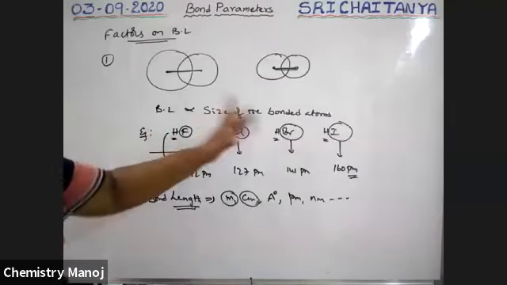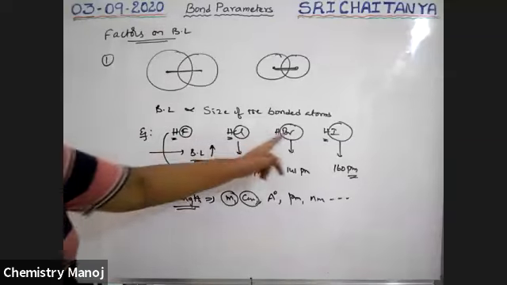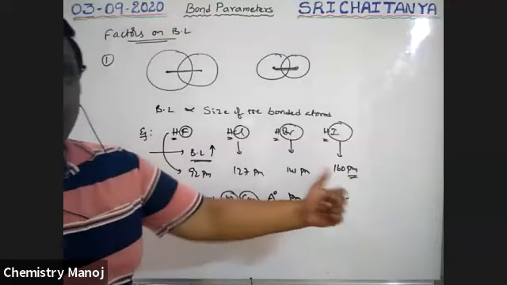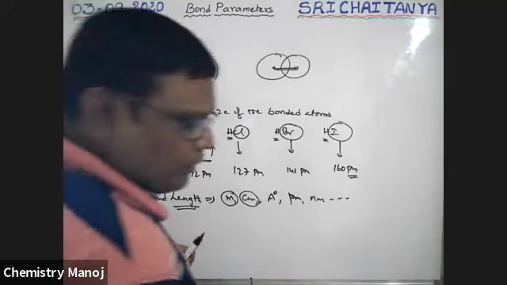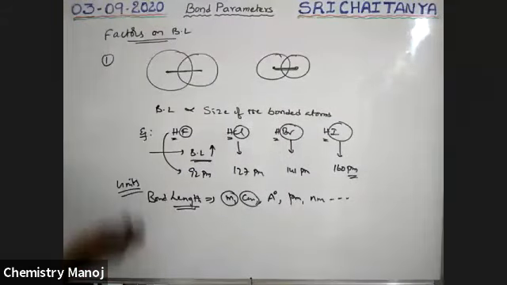So bond length is directly proportional to the size of the bonded atoms. Here, as the size of the atoms increases, bond length also increases. That means bond length is influenced by the size of the atom. Next condition.